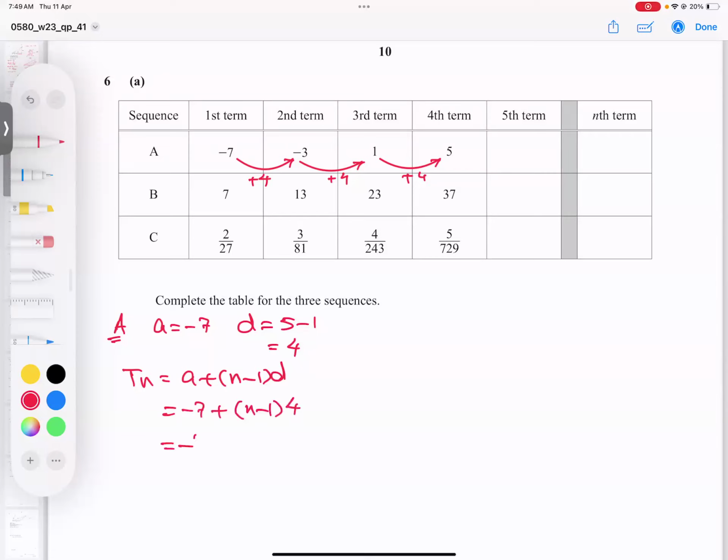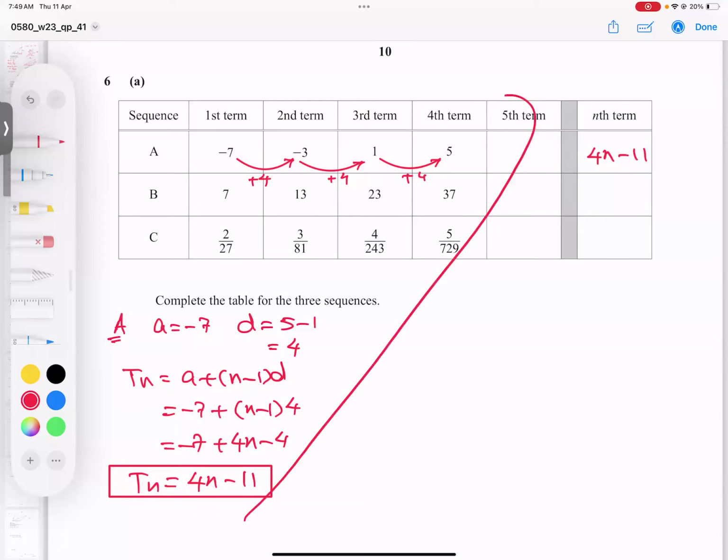If I expand the bracket, 4 multiplied in the bracket, 4 times n, and 4 ones are 4. So 4n and negative 11. This is my nth term for the first part. So I can write here 4n minus 11. And I believe this part is very clear. And let's go for the next.